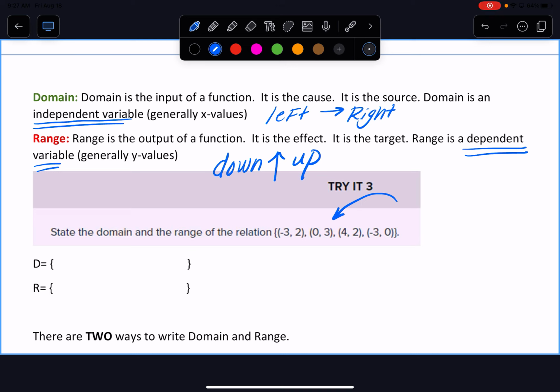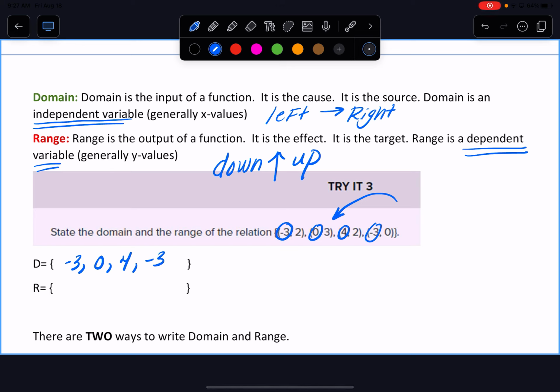So the domain is the X values. If you just have XY points, they just want you to write the domain with commas separating it. So look at the domain. What are the X values? Our domain's X values. So we have -3. Then we have a 0. Then we have a 4. And then we have a -3.